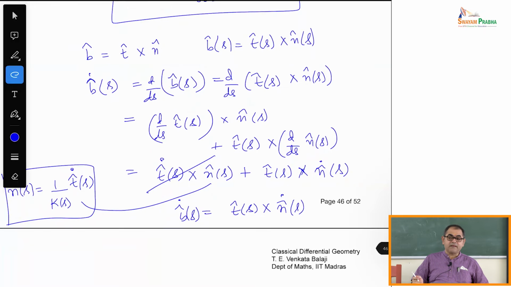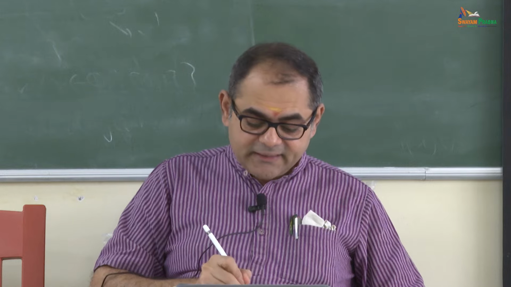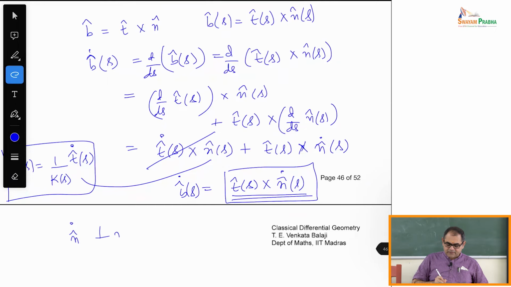This is the change in b hat. But what is its direction? What is the direction of a cross product? It is the unique vector perpendicular to both of them, so that they form a right-handed system. The first thing I want you to notice is that n hat dot is perpendicular to n hat. Why? Because n hat is a unit vector.